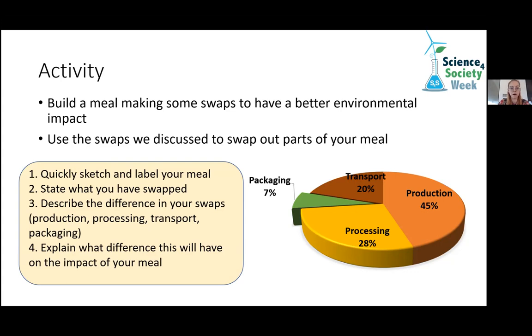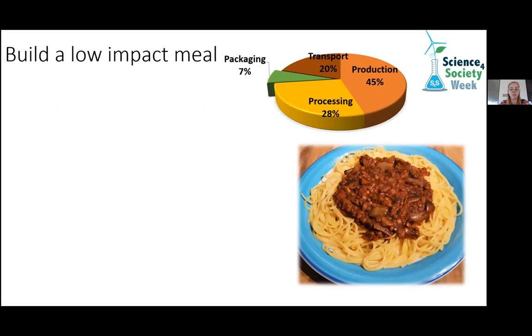We don't have to be artists about this. You can just draw very quickly and label what things are. Then I want you to tell me what you have swapped out. And then I would like you to tell me what difference does your swap make? And how will that change the impact? So we'll have a look at an example.